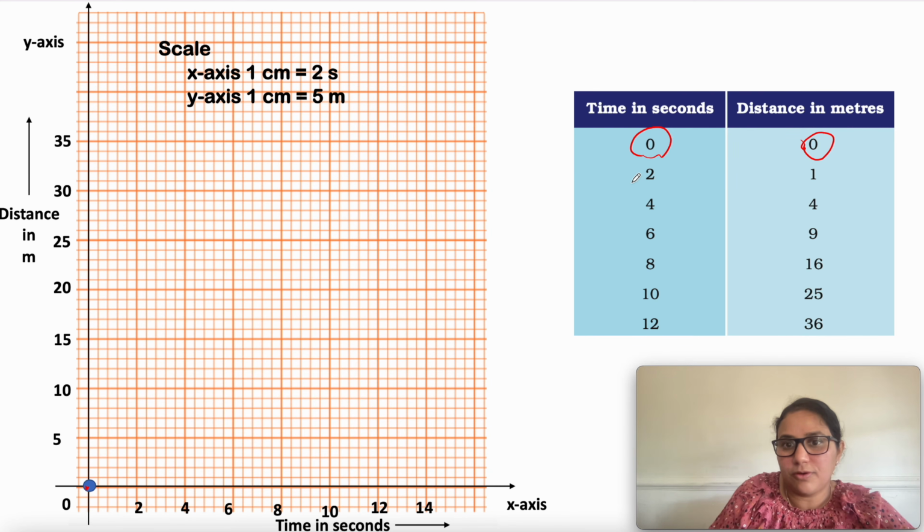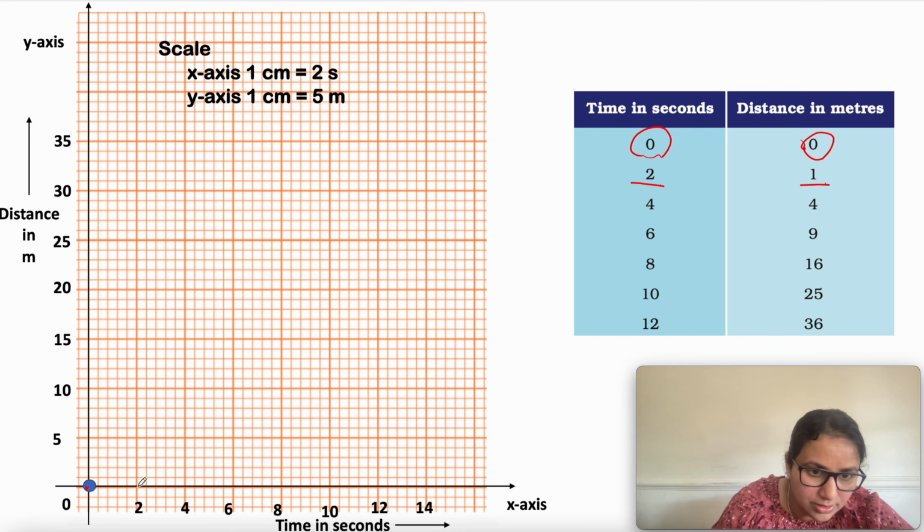Next is for 2 seconds, the distance covered is 1 meter. So the time is 2 seconds here and the distance covered is 1 meter. As you can see here, the interval on the y-axis is 5 meter, 10 meter, 15 meter. That means 1 centimeter is 5 meters. So how the scale goes on? So this will be your 1 meter, this will be 2 meter, so 3 meter, 4 meter and 5 meter. So it goes like that. 1 meter on the y-axis and 2 seconds on the x-axis.